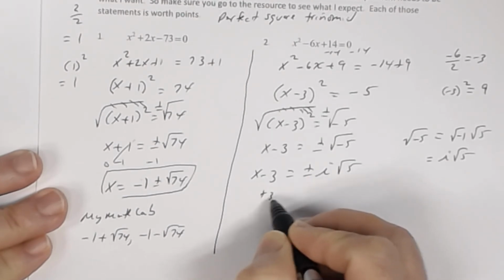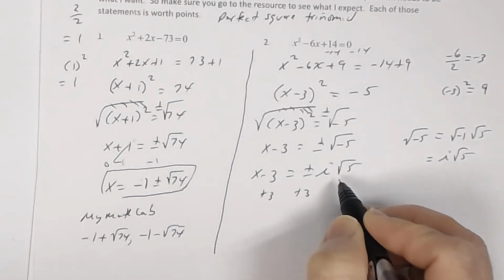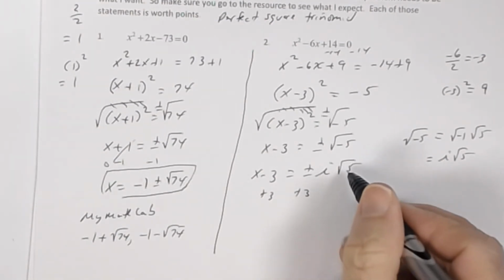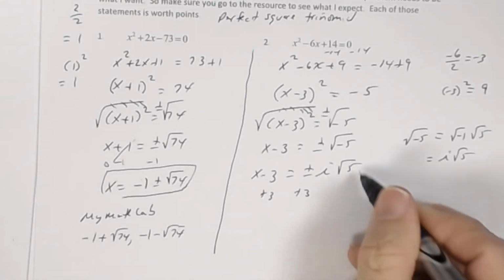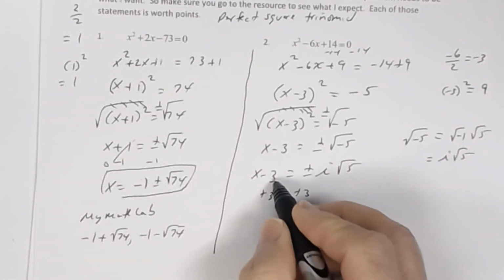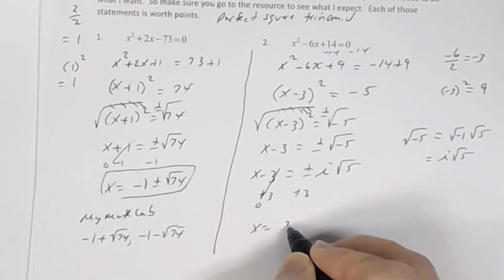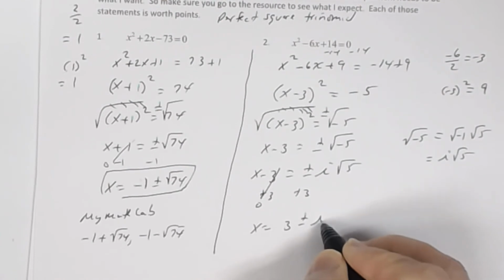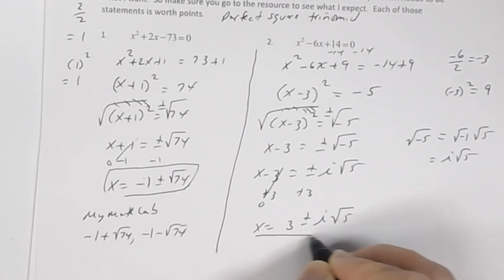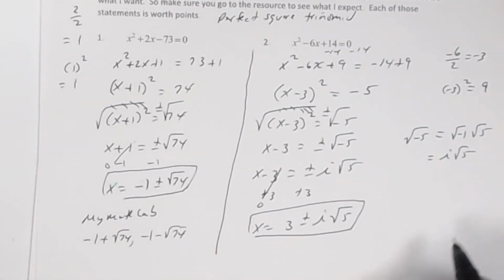And then adding 3 to both sides. Now notice my solutions here are going to be complex imaginary solutions. So when I combine like terms, this is 0. So I get x equal +3 plus or minus i√5. And there's your answer, your two solutions.